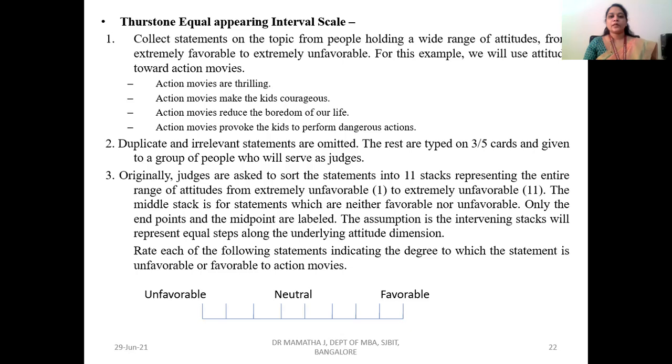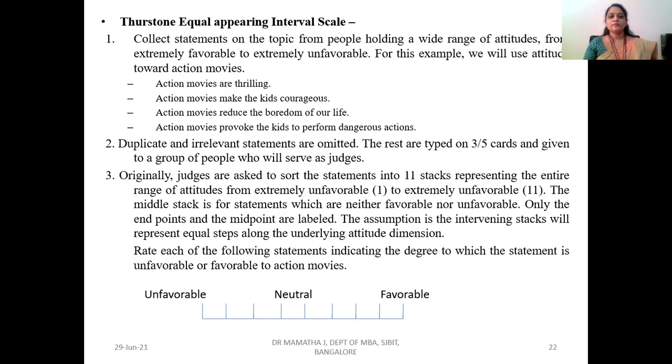So from 1, as I told you, it is extremely unfavorable. The last, 11, will be a favorable statement, and the in-between statements will be neutral. If you feel action movies are thrilling, yes, it is favorable, then you can put it in the favorable part, 11, 10, or 9 like this. If you feel that action movies make the kids courageous, if you feel it is not relevant, okay, it is an unfavorable statement. This is a negative statement.